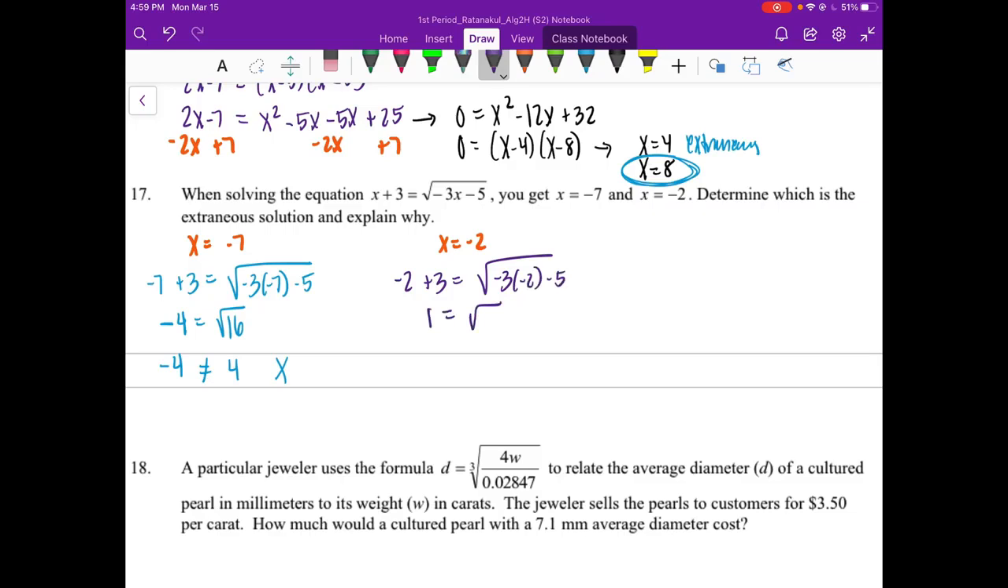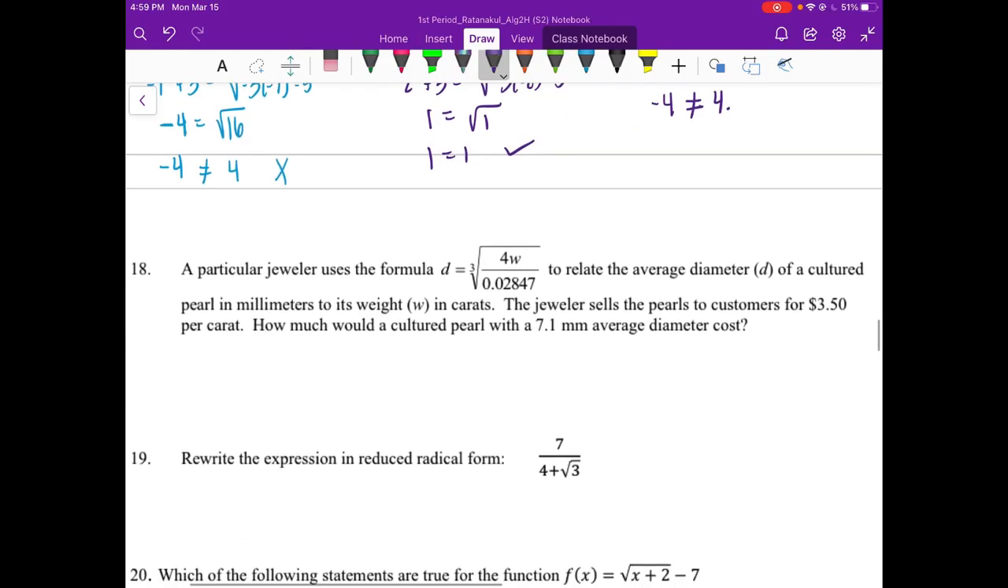We should also check negative 2. So I get 1 equals the square root of 1. So 1 equals 1. That is true. So x equals -7 is extraneous because -4 does not equal 4. So that's just one explanation. You guys can always use different explanations as long as you show why one of them didn't work.